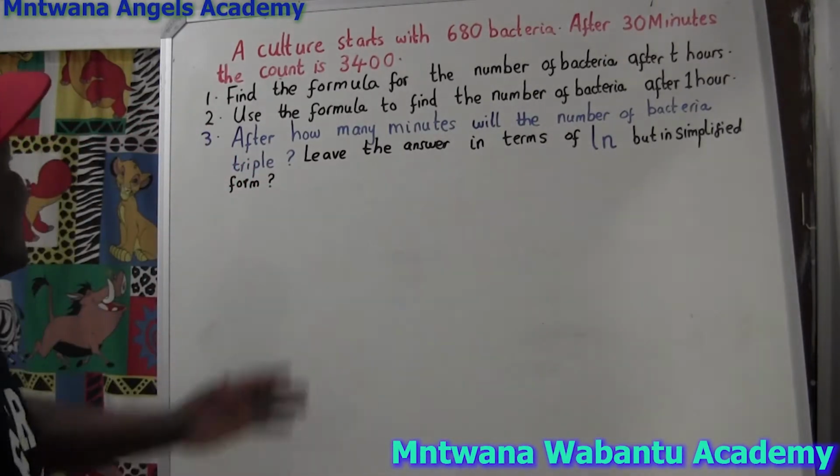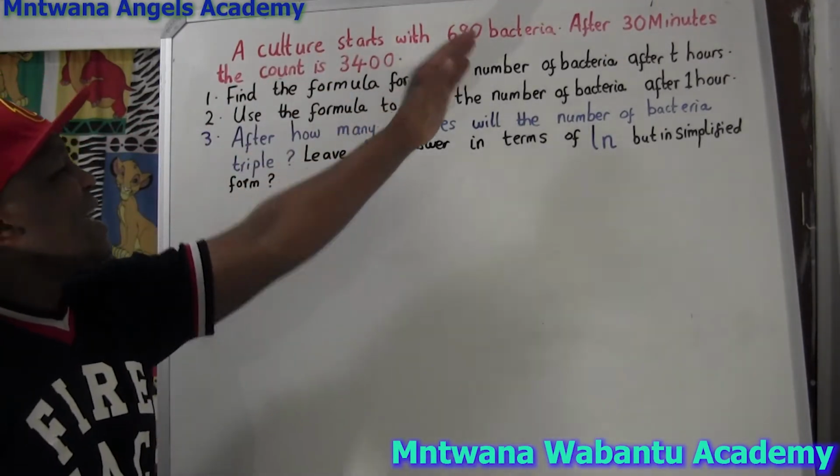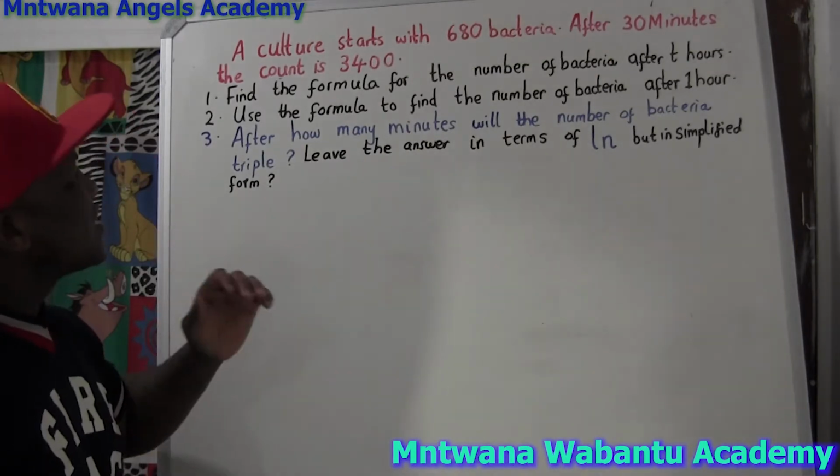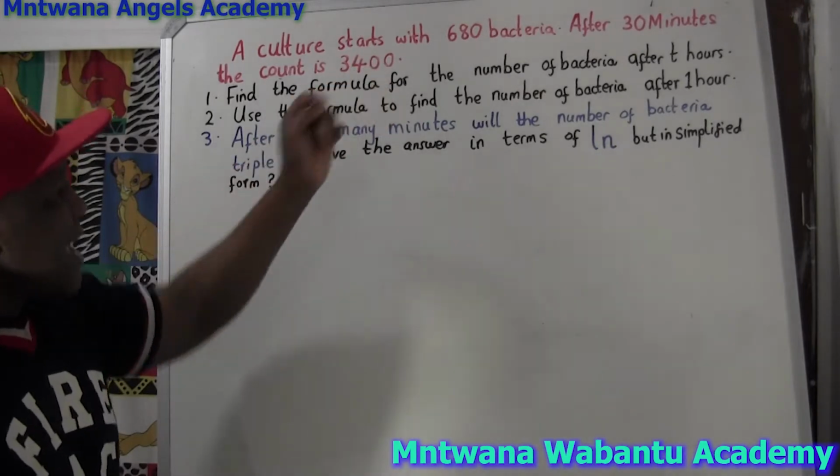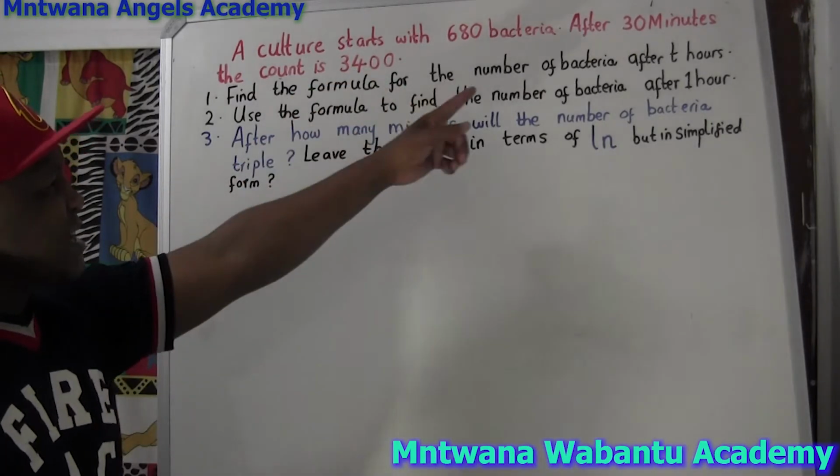Let's get to the business. A culture starts with 680 bacteria. Okay, so the culture starts with 680 bacteria. After 30 minutes, the count is that. So they start with that, and then after 30 minutes, the count is that.